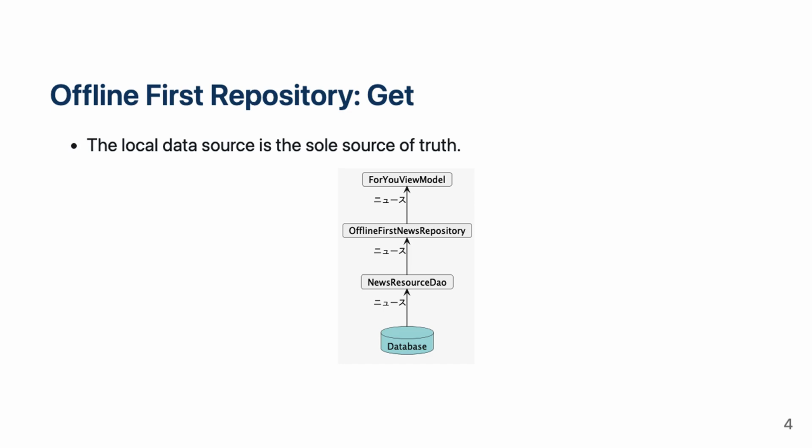This explains how to use synchronized news data. Specifically, it describes the process of a view model retrieving news data from an offline first news repository. In this case, only the local data source synchronized with the network is used. By making the local data source the sole source of information, you can browse news even when offline.